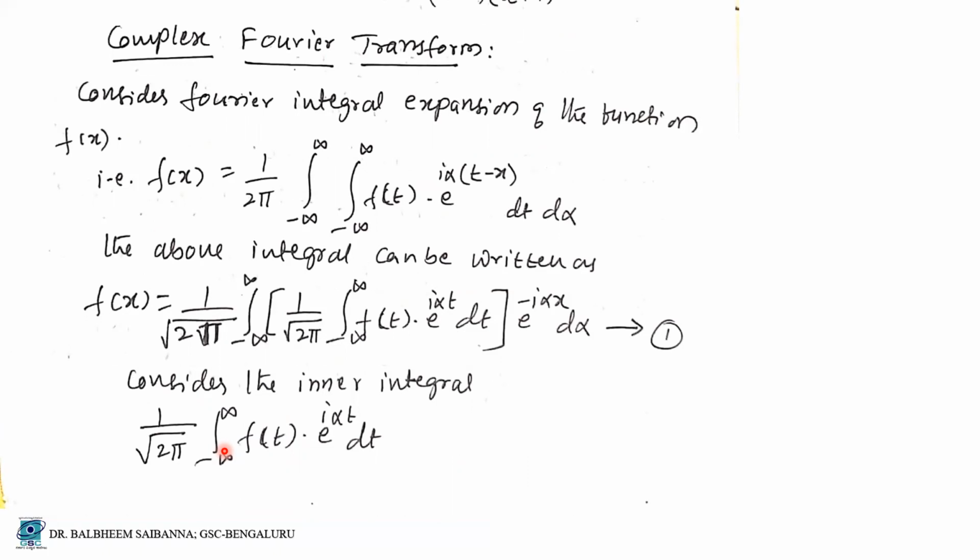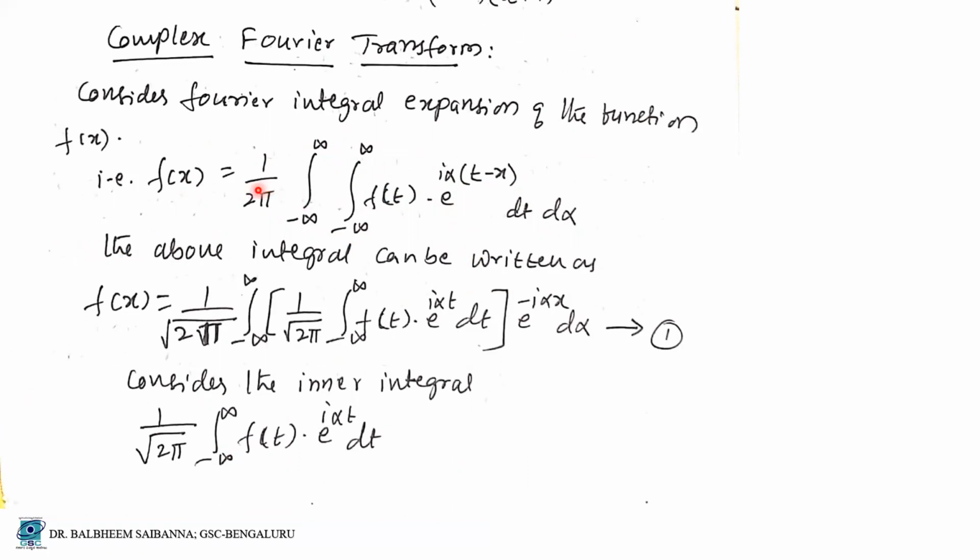Let me explain what is the meaning of complex Fourier transform. Consider the Fourier integral expansion of the function f of x, equal to 1 divided by 2 pi, double integral over minus infinity to plus infinity of f of t e to the power of i alpha (t minus x) dt d alpha. The above integral can be written in another form.